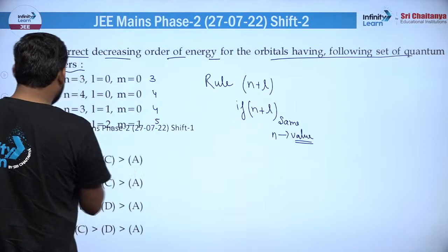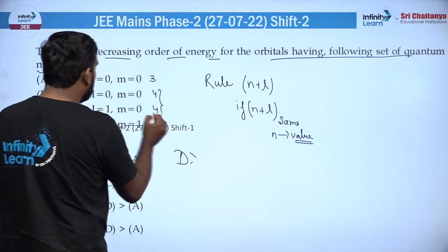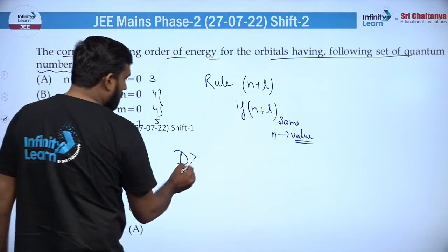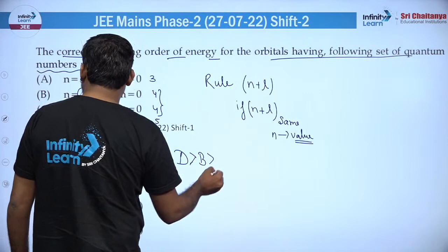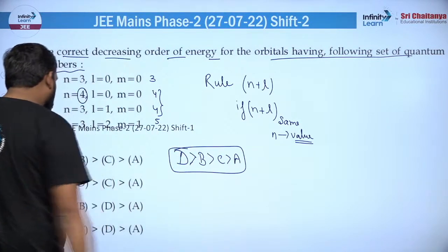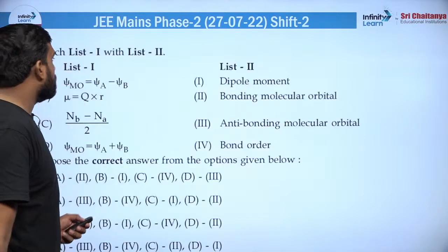So maximum energy will be for the D. Then between these two you have to decide by using the n value. So after D it will be B, then basically it will be C, and the least energy will be for the A. This will be the correct answer, which is given in option number A. Okay, going to the next question.